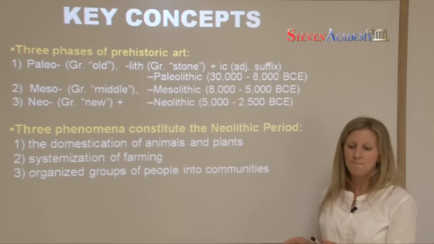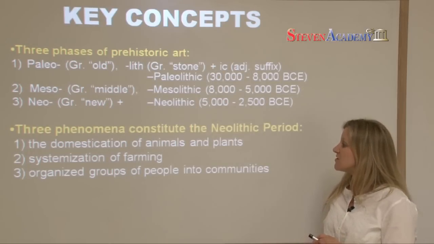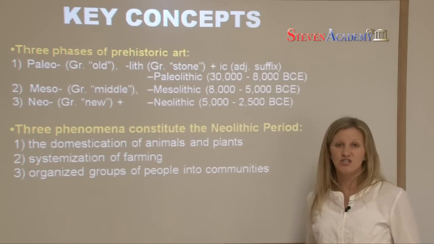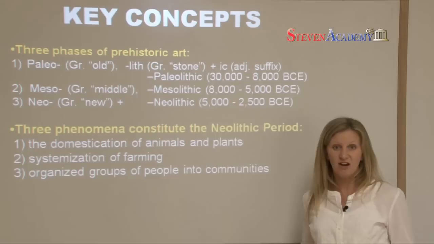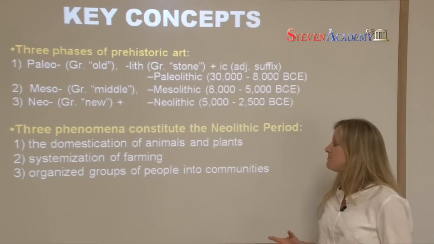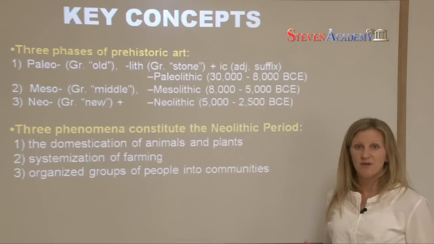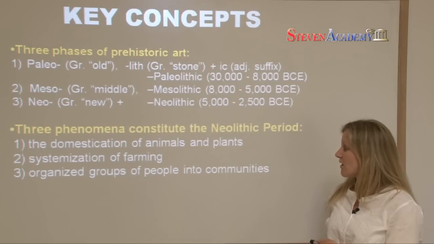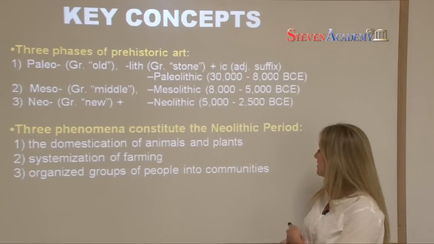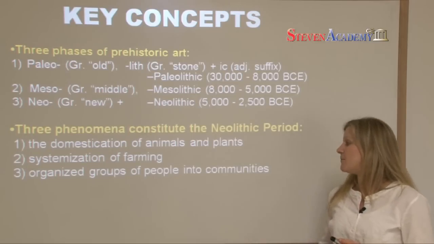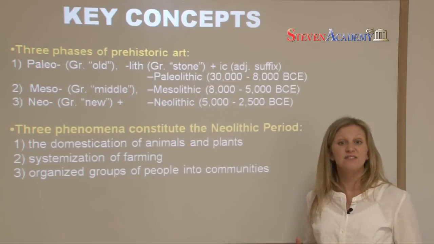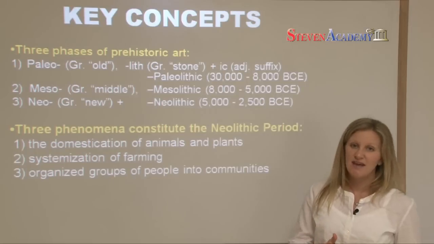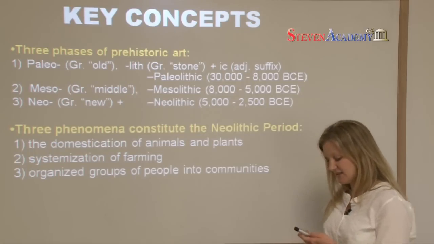That's a major development. So the systemization of farming, people are learning how to grow more food than they actually need. Therefore, they can share, they can trade. Again, another reason for the development of community. They also begin to organize groups of people, the third point here. And what we start to see is the beginning of civilization as we know it today. Very rudimentary beginnings.